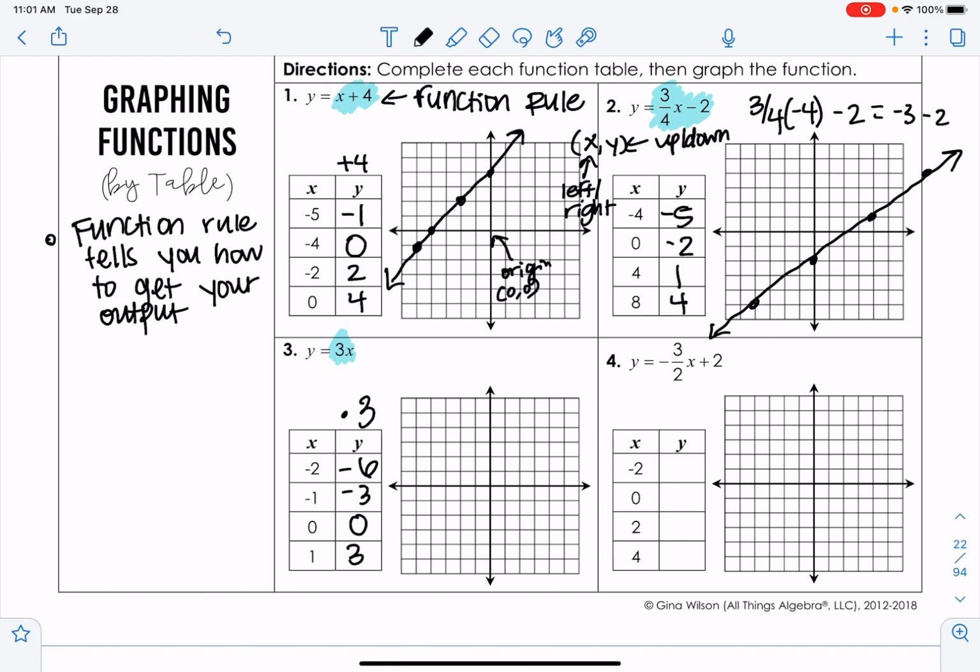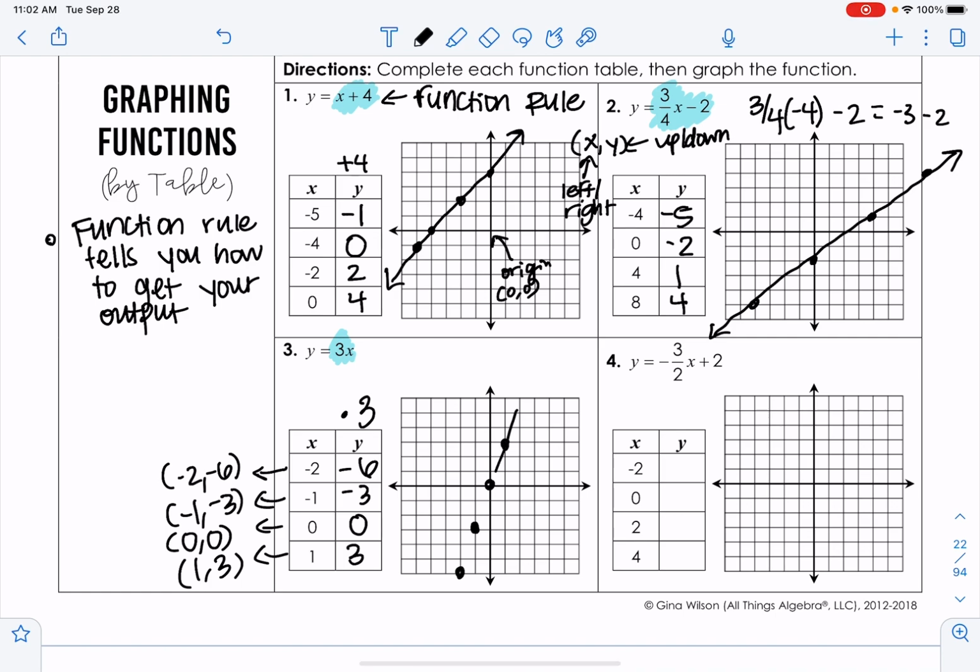I forgot to mention this: all of the table values can be changed into ordered pairs. So the ordered pairs are -2, -6; -1, -3; 0, 0; and 1, 3. And then you just go ahead and graph them: -2, -6, -1, -3, 0, 0, 1, 3. And again, you get your line.